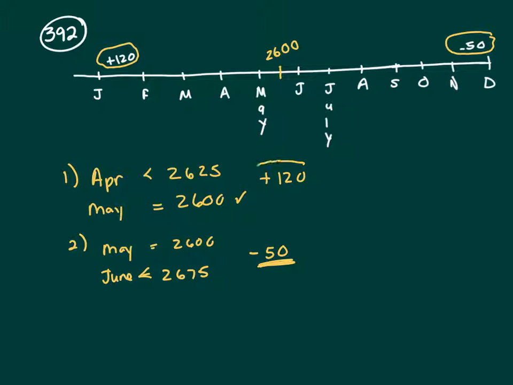In April we add $120, and then the next month we start subtracting $50. So then we'd know every month what was going on and we could find the range.